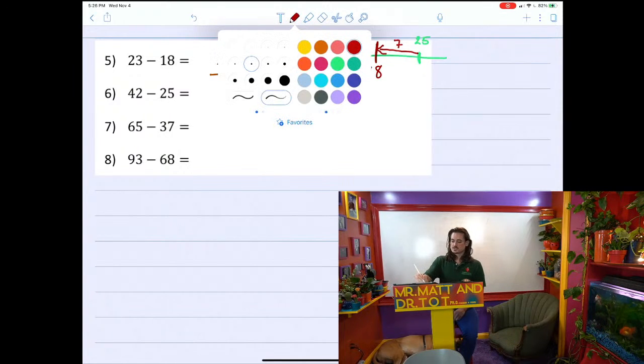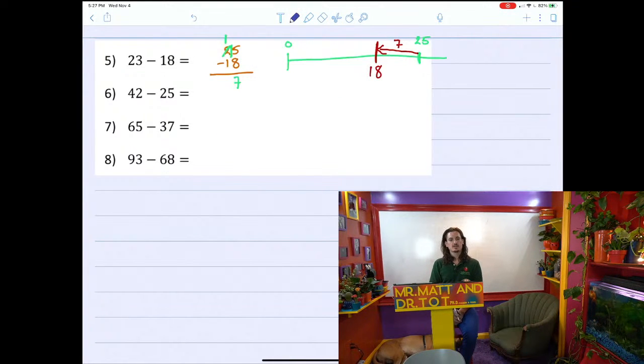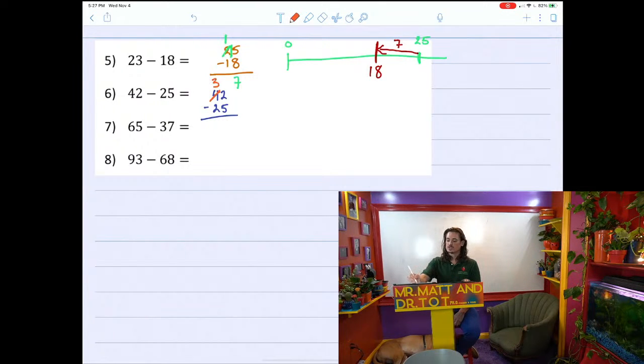Okay, so number 6, we have 42 minus 25. When we try and subtract 5 from 2, we can't because 2 is smaller than 5. So we're going to borrow 1 from 4, so the 4 is going to become a 3. The 2 is going to become a 12 because you're going to sneak a 1 in front of that 2. Now, 12 minus 5 is 7. And 3 minus 1 is 2. So 42 minus 25 is going to be 27.